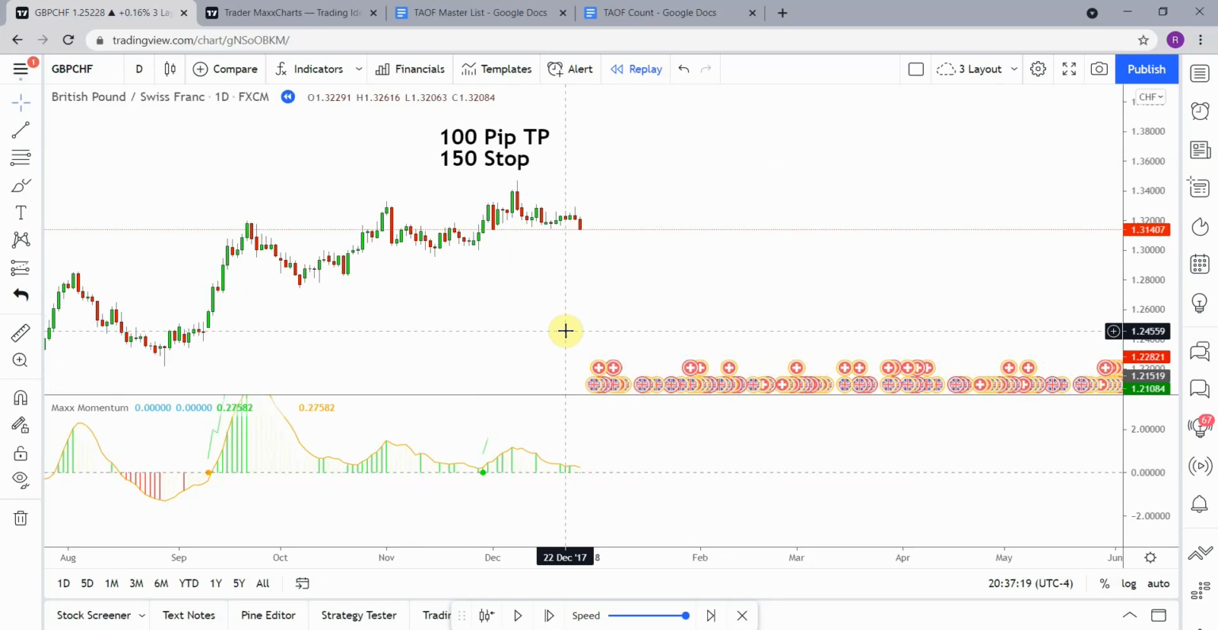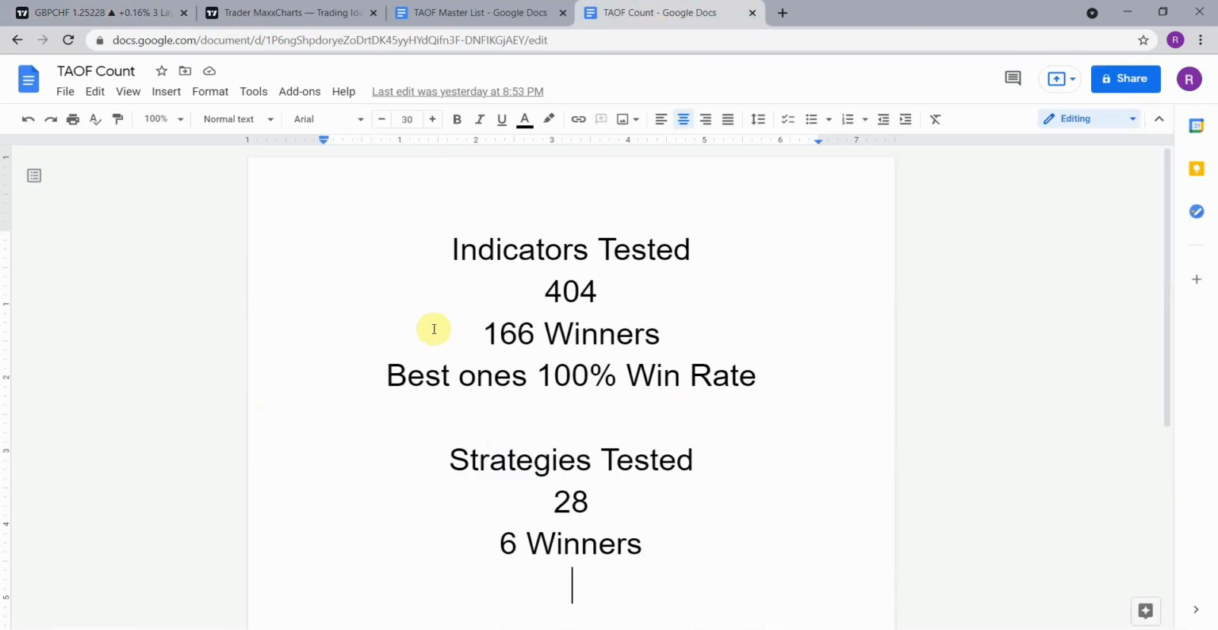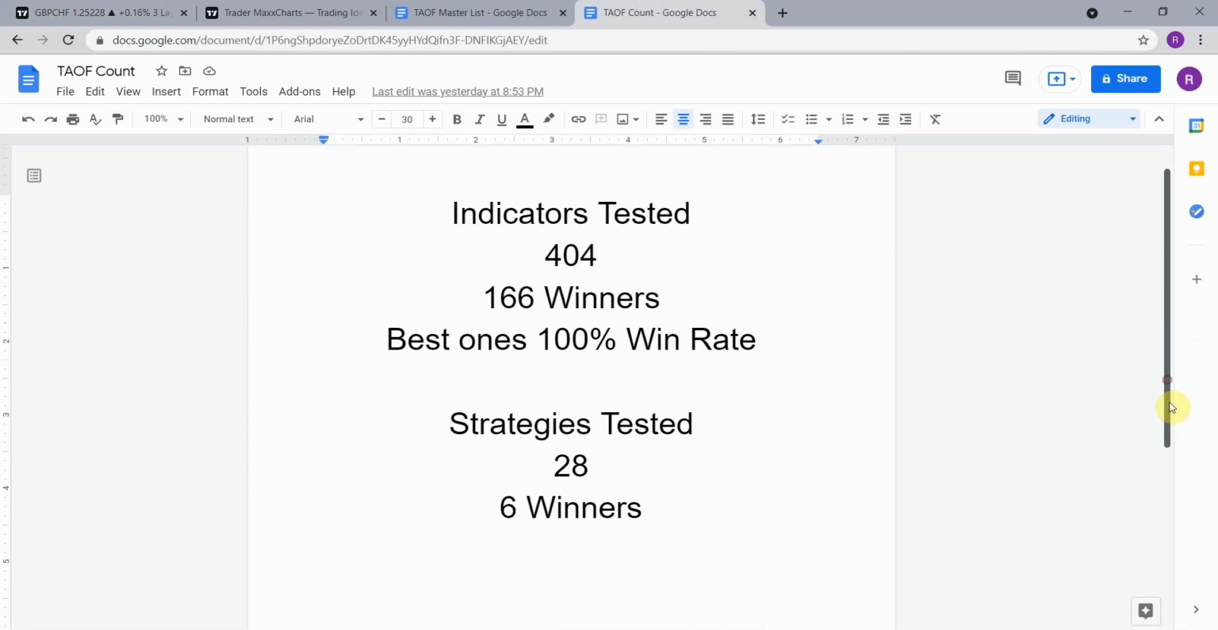Alright, as I said, today we will be testing the Maxx momentum indicator. Before we do though, I wanted to put the testing scoreboard up for everyone to see. So to date, we have tested a total of 28 different strategies, with 6 of them being winners. We have also tested a total of 404 indicators, with a total of 166 winners, which means that they have met or exceeded the 60% win-loss ratio threshold that we have set for them.